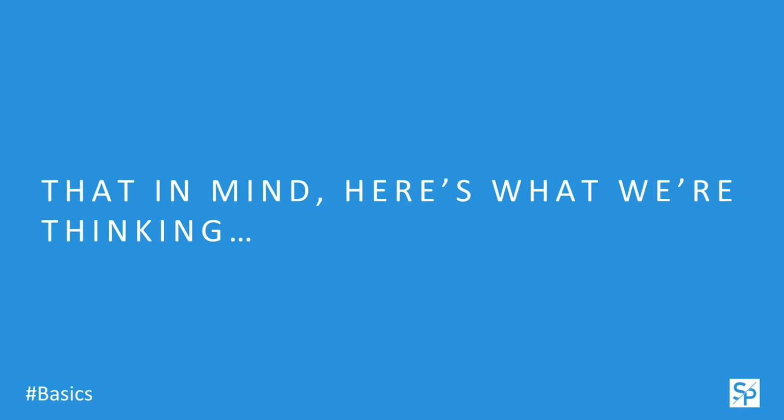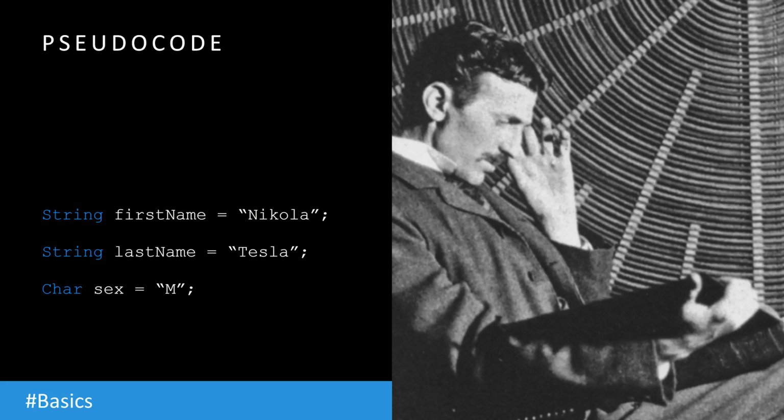So with that in mind, here's what we were thinking as far as pseudocode for our example. So the way that we laid things out here is we have the string or char, whichever one it is, first, to tell you, hey, this is what we're working with. Then we have the name of the item, so first name, last name, or sex. And then we have its value on the far right. And what separates them is an equal sign.